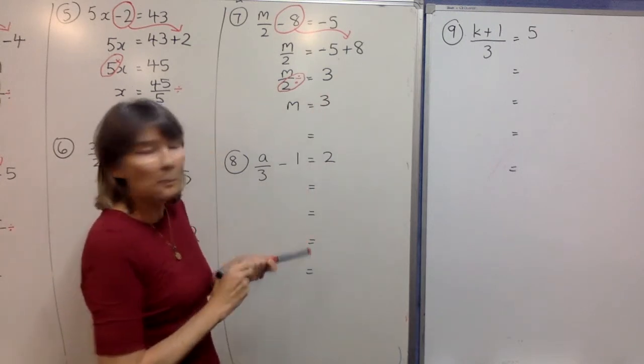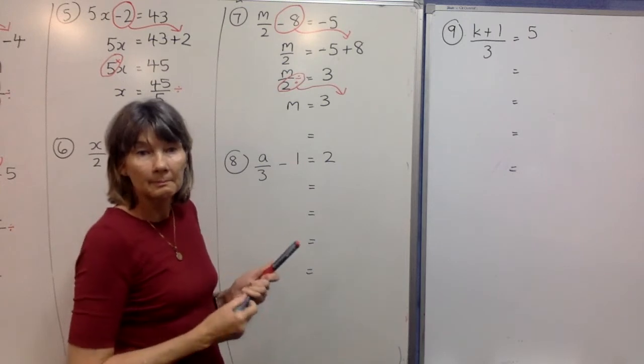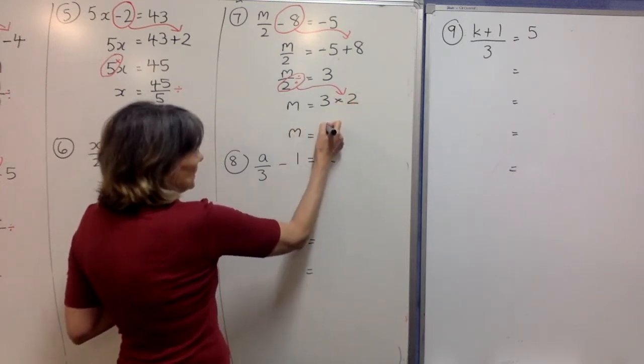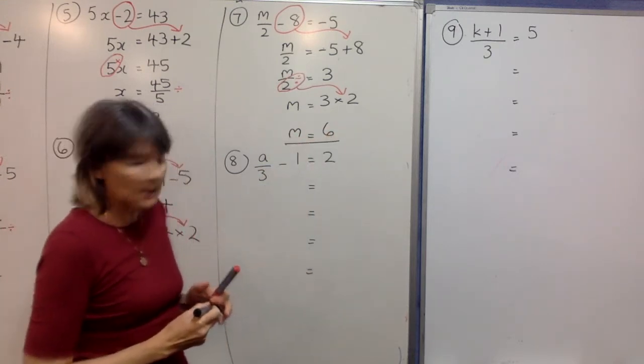And now let's do the opposite. What's the opposite of divided by 2? It's times by 2. And now you just work out the last bit. 3 times 2 is 6. So our answer is m equals 6.